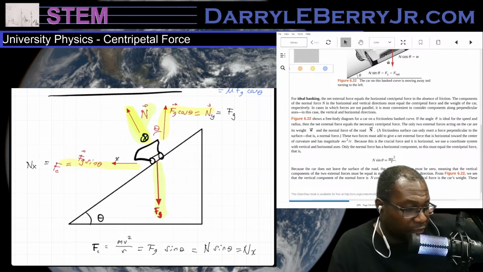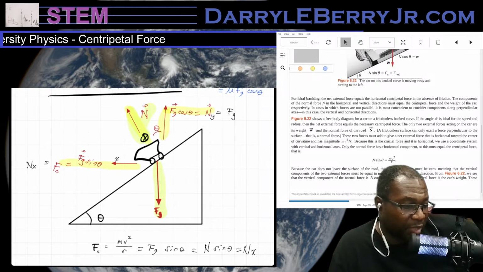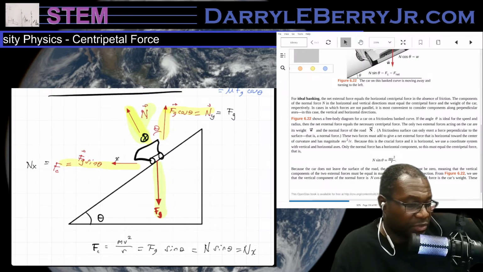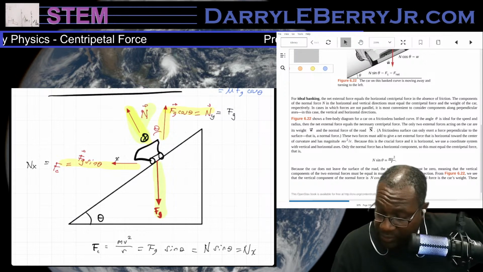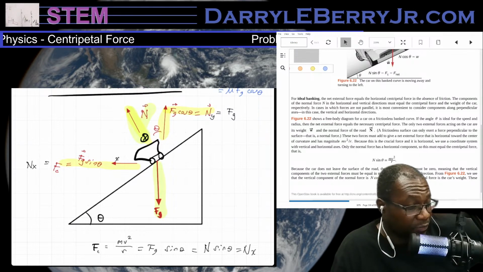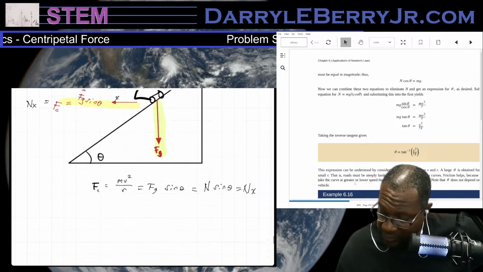Thus the car does not leave the surface of the road, the net vertical force must be zero, meaning that the vertical components of the two external forces must be equal in magnitude and opposite in direction. And from figure 6.22, we see that the vertical component of the normal force is N cosine theta. That's Ny. And the only other vertical force is the car's weight. These must be equal in magnitude, thus N cosine theta equals mg.